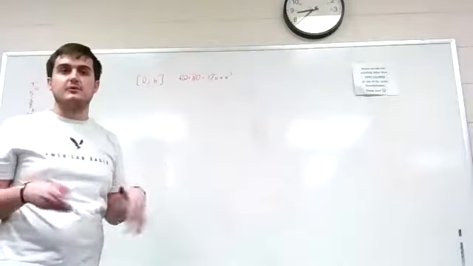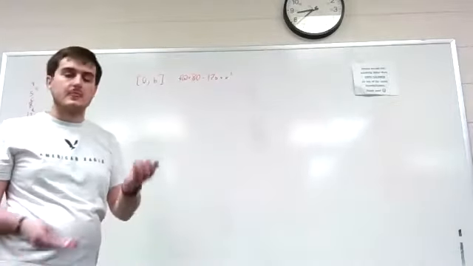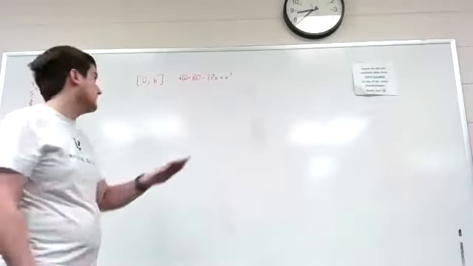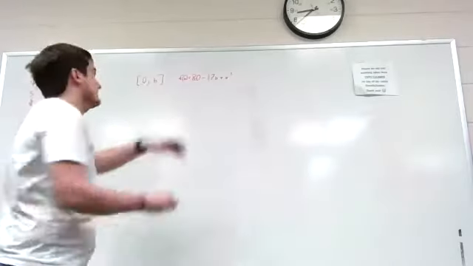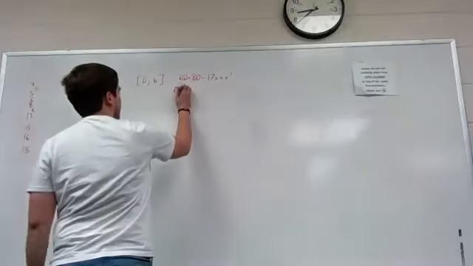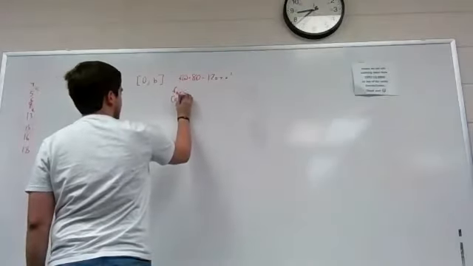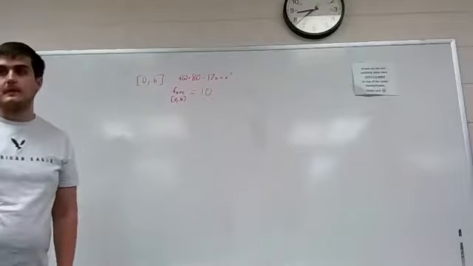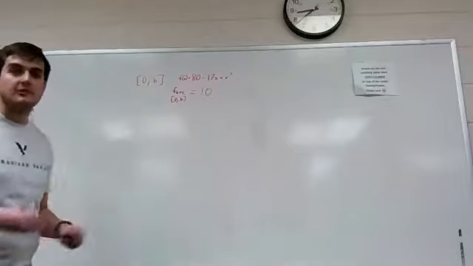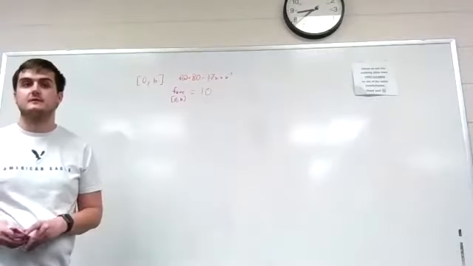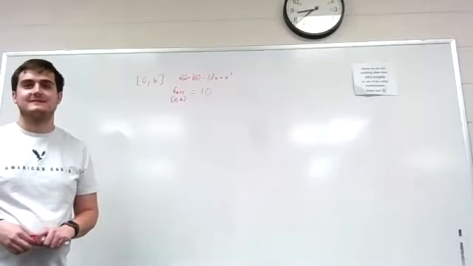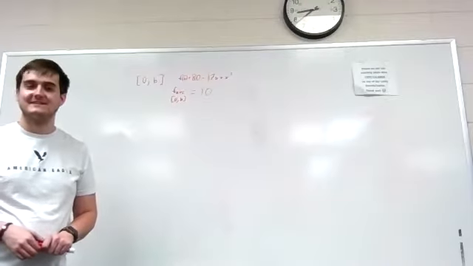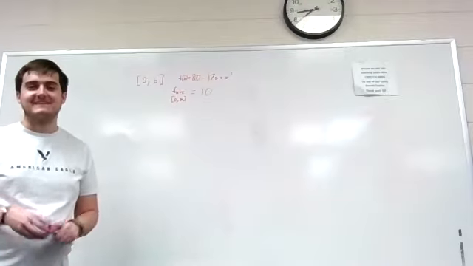So this question is about average value, right? It just asks us to find a B value such that the average value of f over 0 to B is 10. Okay, so how do I find the average value of a function? 1 over B minus A, times the integral. Good, yeah, right.